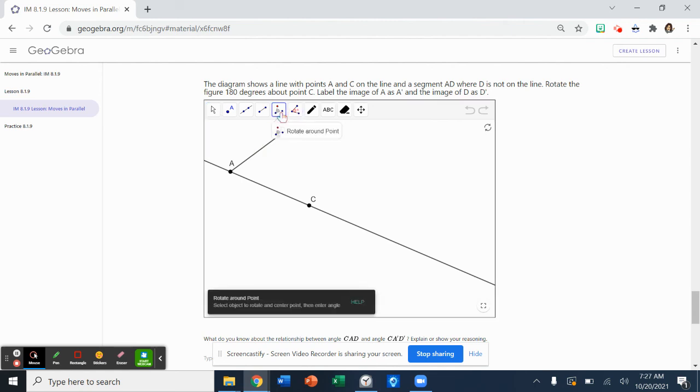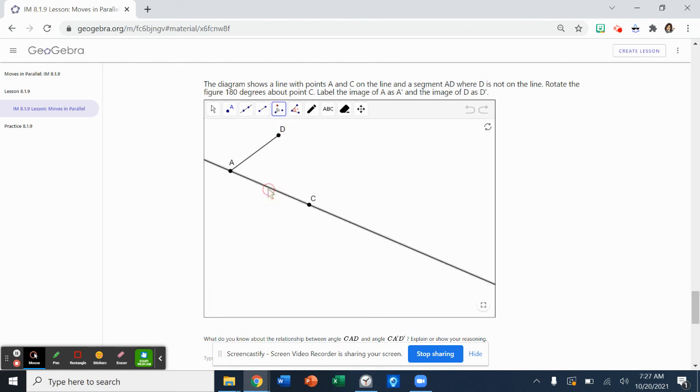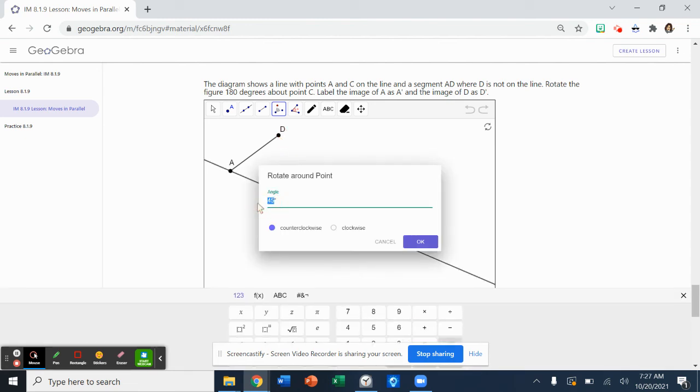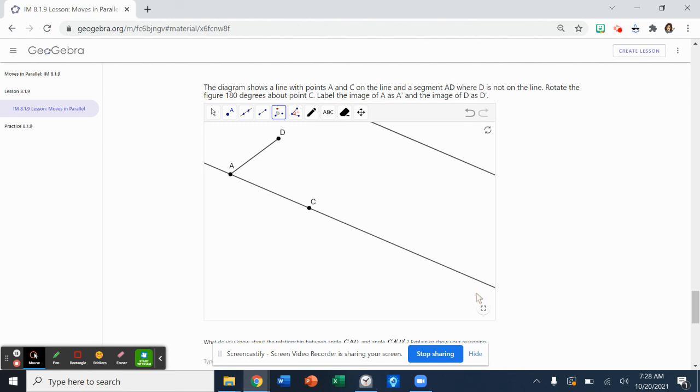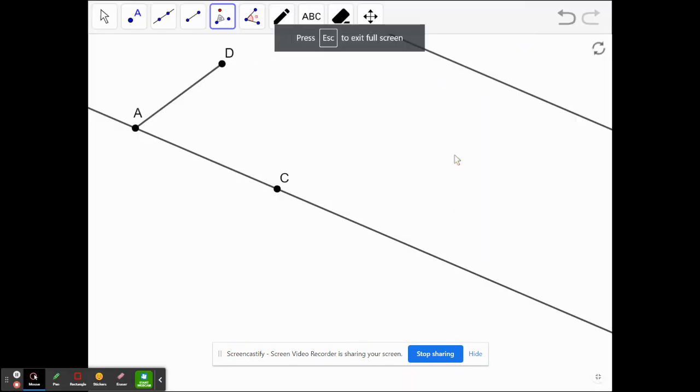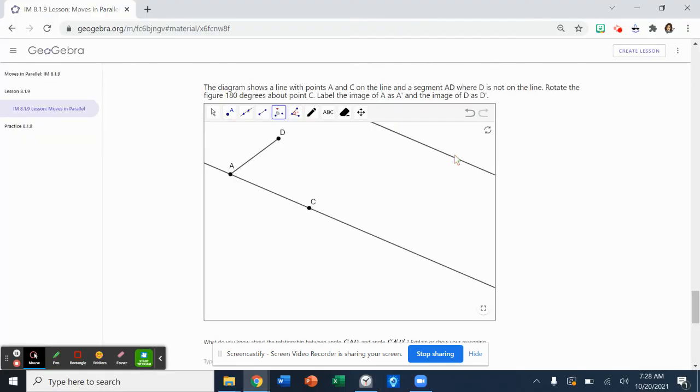So we'll want to click on our rotation and click on the segment. And we are rotating that figure 180 degrees around D. So we want to make sure to type in 180 degrees. And our line ends up out there. Whoops, didn't mean to go full screen on you. Which I think I needed to rotate the entire shape, but let's see if I can zoom out. There we go.